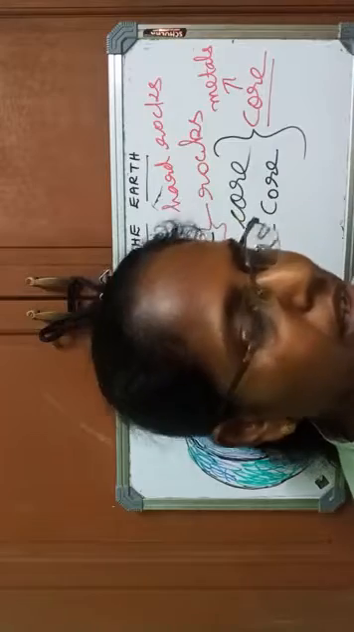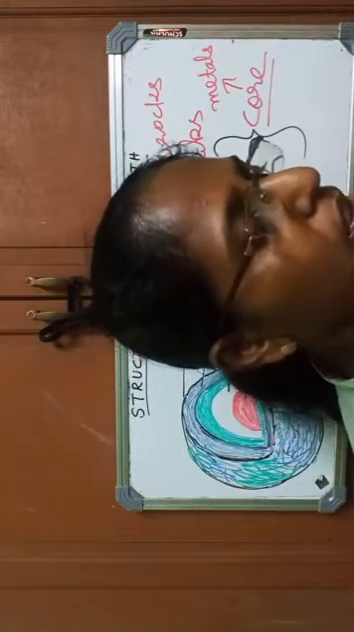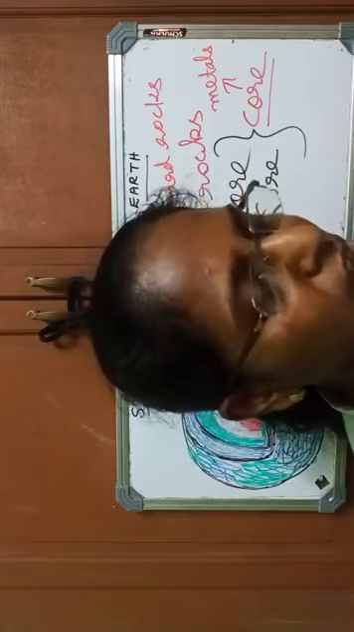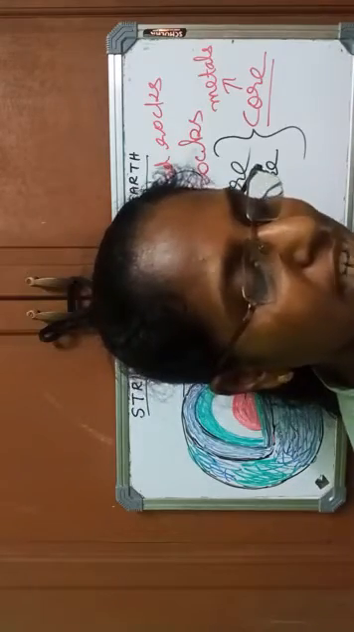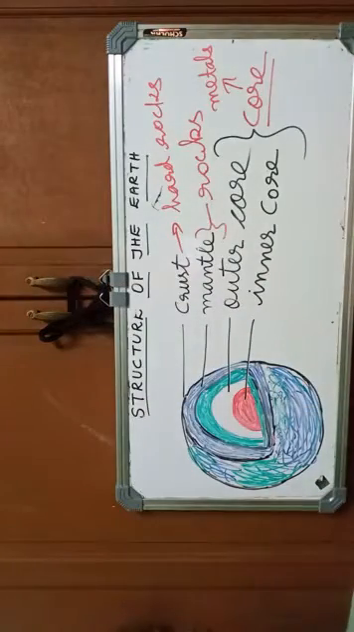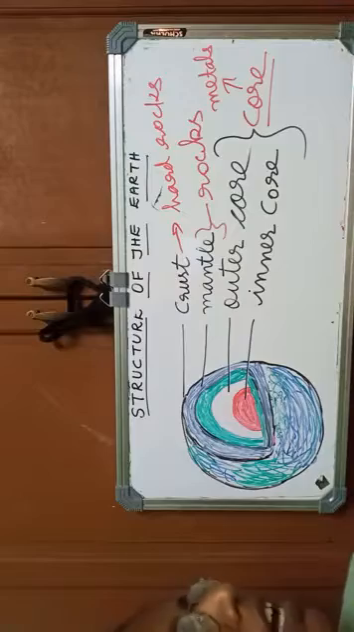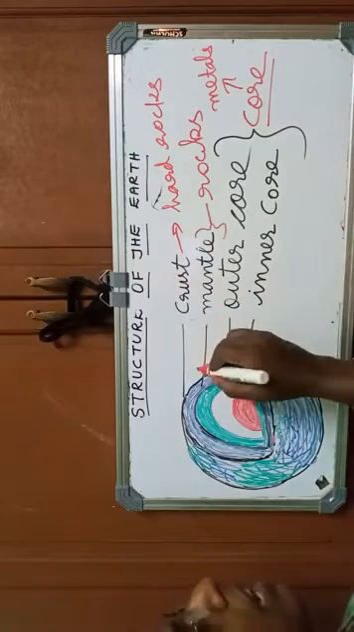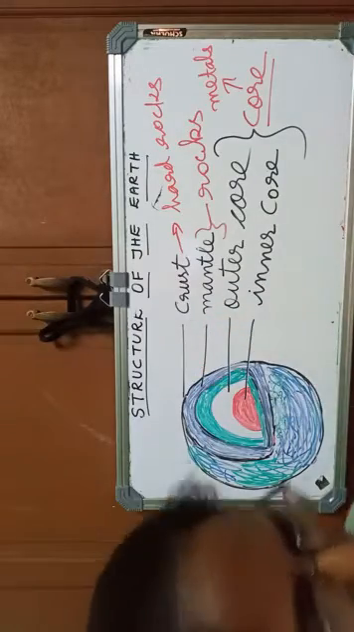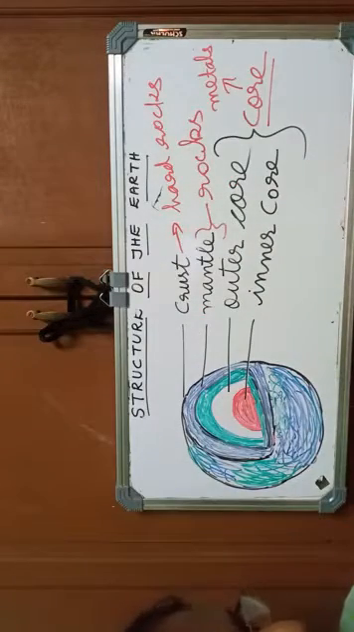Then it is a partially molten layer. It is about 2900 kilometer thick and contains a lot of iron and magnesium. And what are the minerals present? Iron and magnesium are present in the mantle.